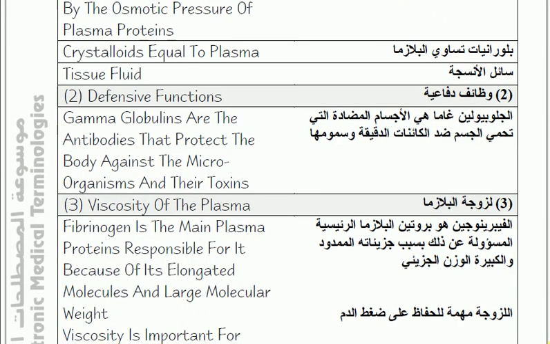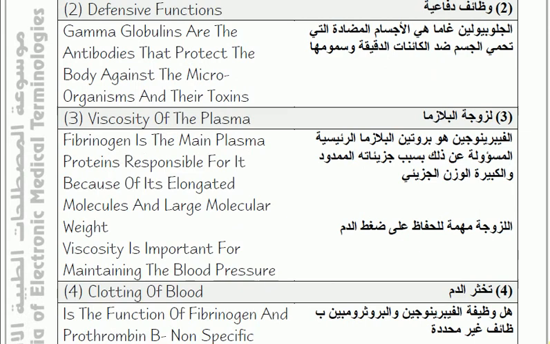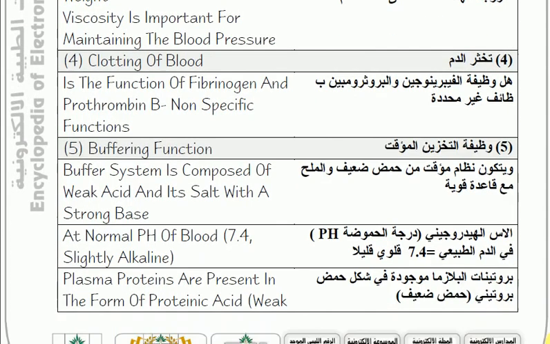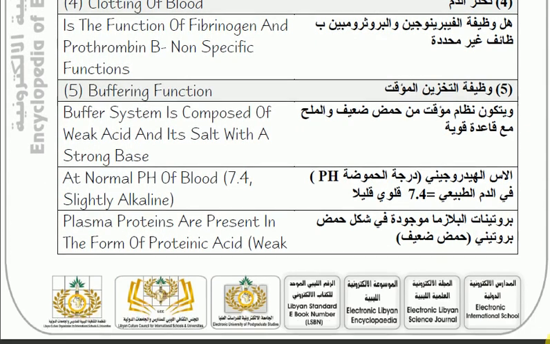2. Defensive functions. Gamma globulins are the antibodies that protect the body against the microorganisms and their toxins. 3. Viscosity of the plasma. Fibrinogen is the main plasma protein responsible for it because of its elongated molecules and large molecular weight. Viscosity is important for maintaining the blood pressure. 4. Clotting of blood is the function of fibrinogen and prothrombin. B. Non-specific functions. 5. Buffering function.